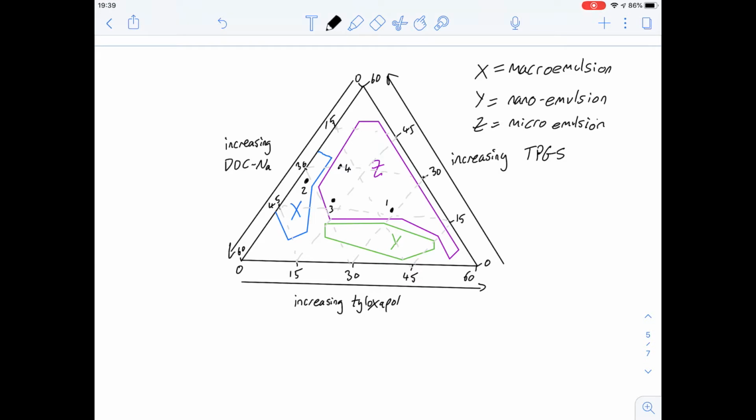So there's a drug that's very lipophilic and it needs to have some other substances added to it to help it get absorbed properly. And so we have these 3 different substances here, and this diagram shows us how increasing different levels of them can affect the emulsion that's formed. There are 3 types of emulsion, represented by 3 regions here. X shows a macro emulsion, Y is a nano emulsion, and Z is a micro emulsion.